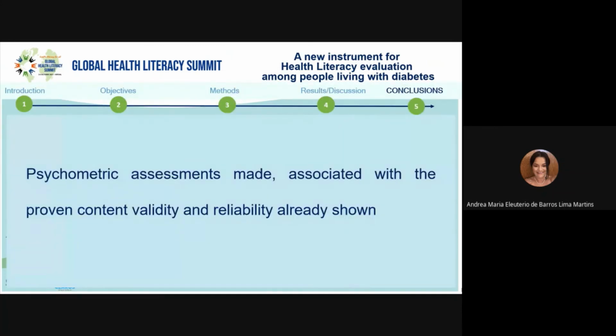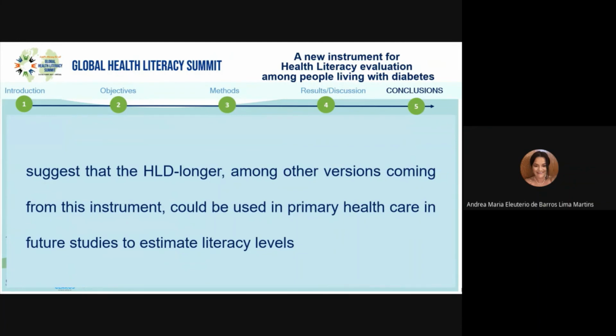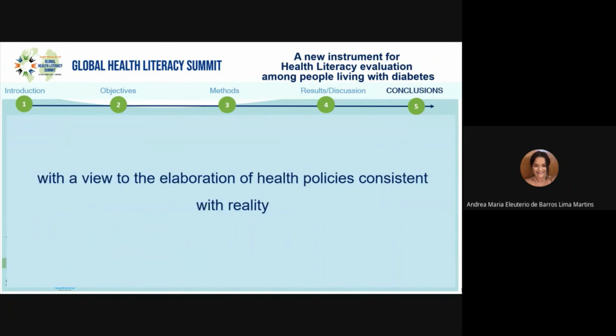Conclusion: psychometric assessments made, associated with the proven content validity and reliability already shown, suggest that the longer HLD, among other versions coming from this instrument, could be used in primary healthcare in future studies to estimate literacy levels, with a view to the elaboration of health policies consistent with reality.